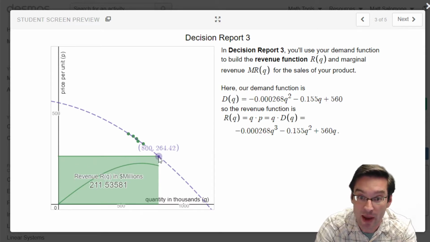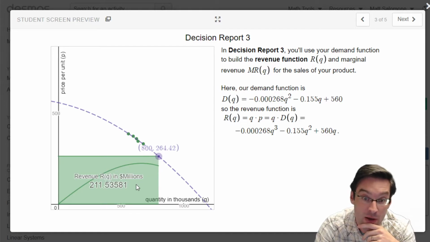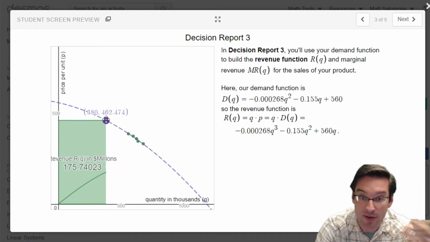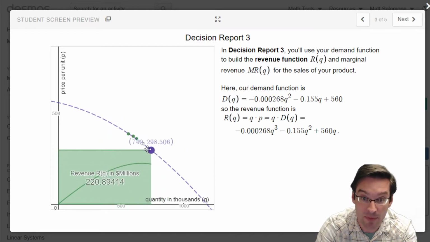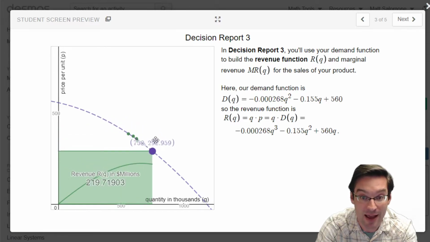So the area of this green rectangle here on my demand graph is the revenue that I would get from selling 800,000 units of my product at $264.42 per unit, which when I multiply those together, I get about $211 million in sales revenue. So each of the rectangles that we can inscribe underneath my demand function here gives us the amount of sales revenue that we would make at that price and at that quantity.